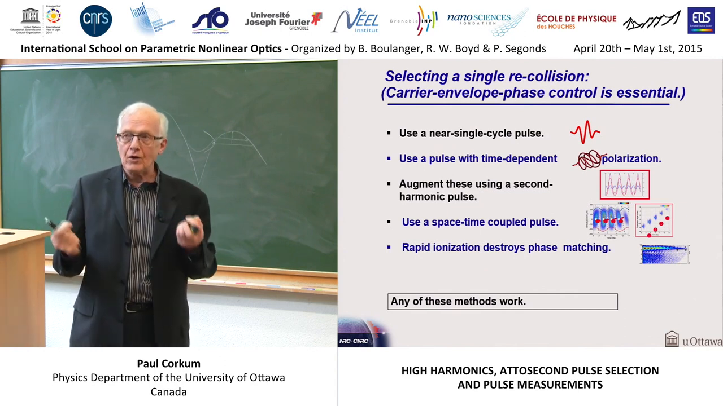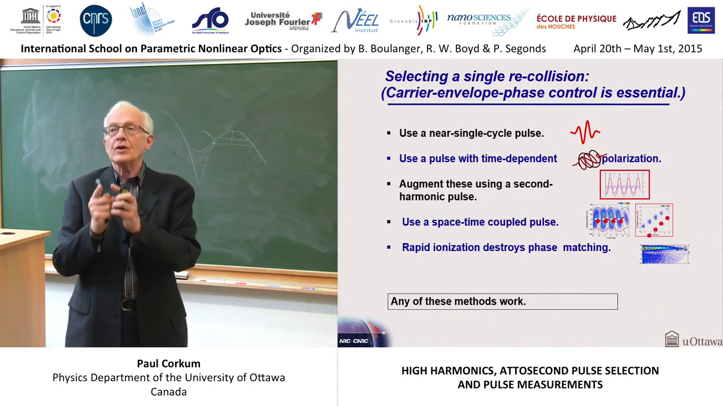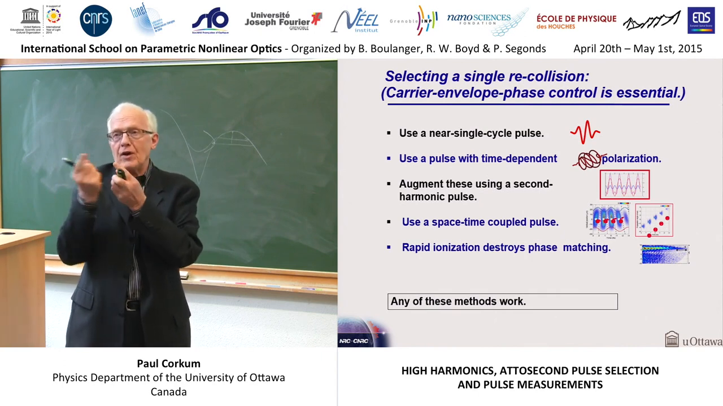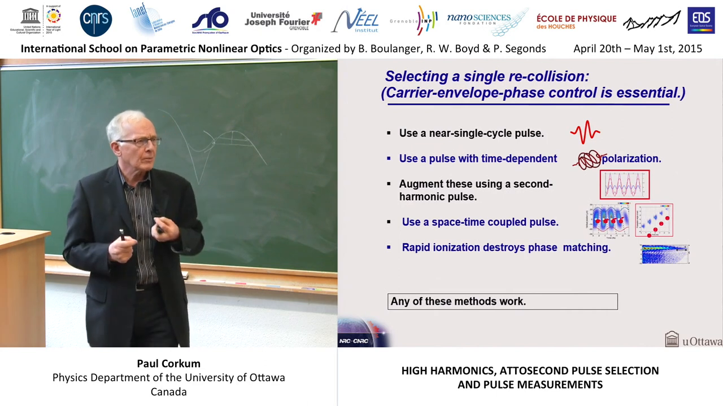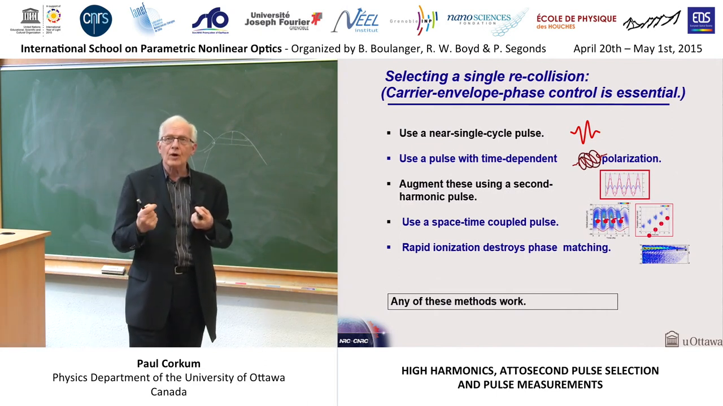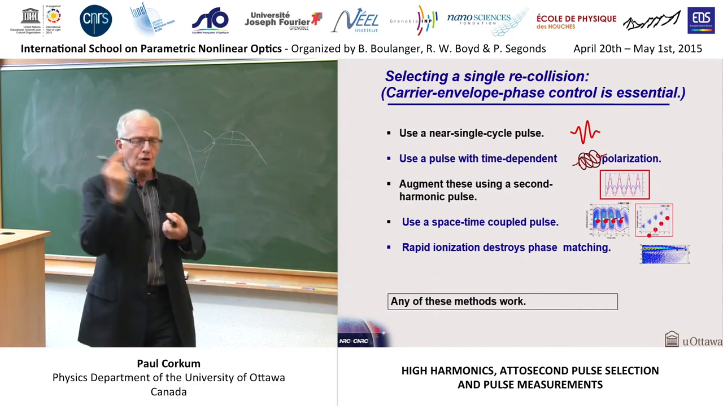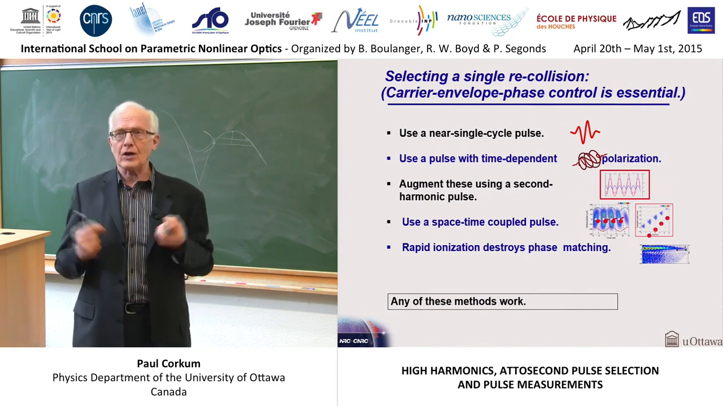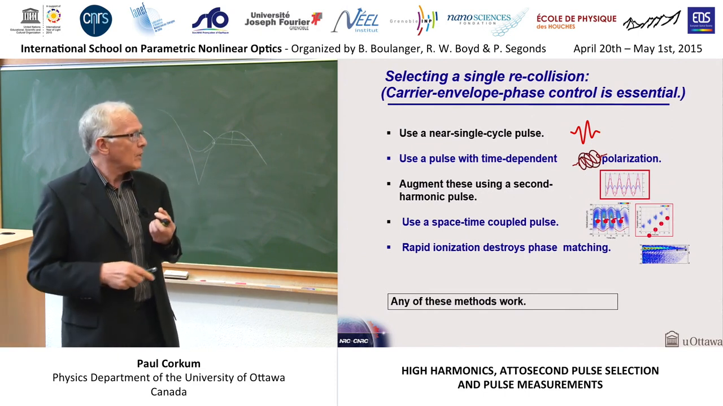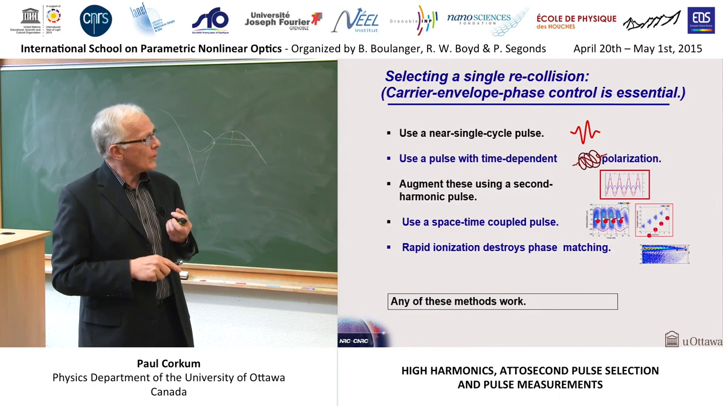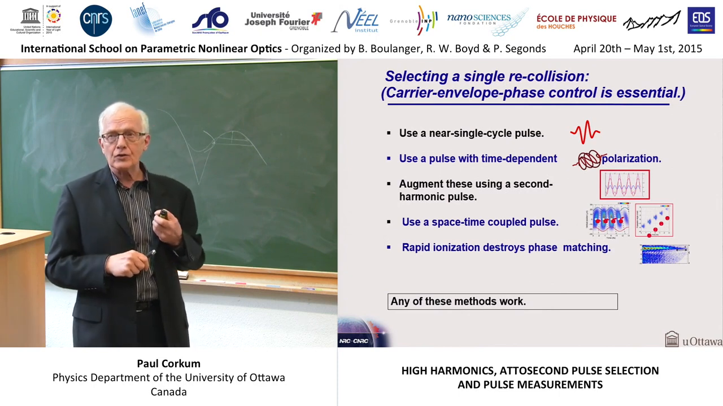And so even out of a reasonable amplified pulse, you can amplify a pulse at about 25 femtoseconds reasonably well, and you can put it into a fiber. Generally, we use just a hollow core fiber and compress down to a cycle and a half, something like that. So a pulse that looks very much like the one sketched here.